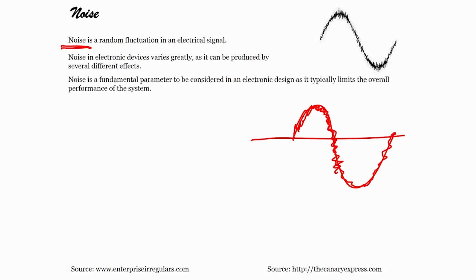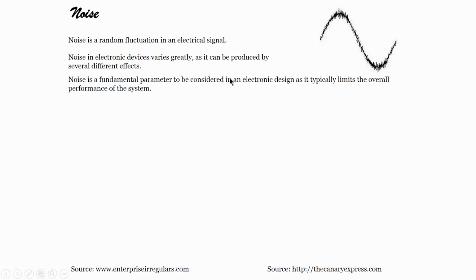It is a fundamental parameter to be considered, because we have to remove this noise to obtain the pure signal. We have to remove the unwanted fluctuation in the signal, so that we can retrieve the wanted signal.